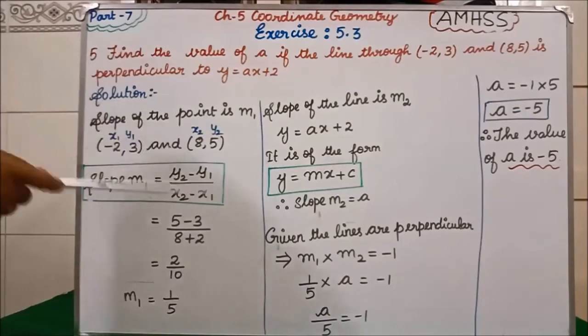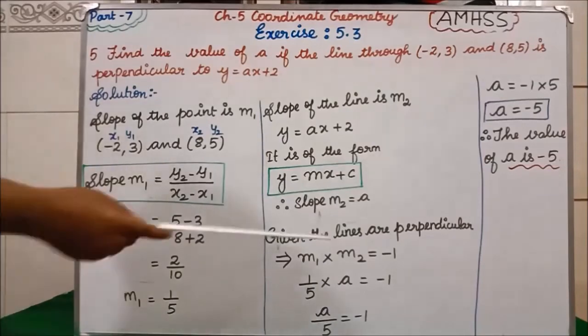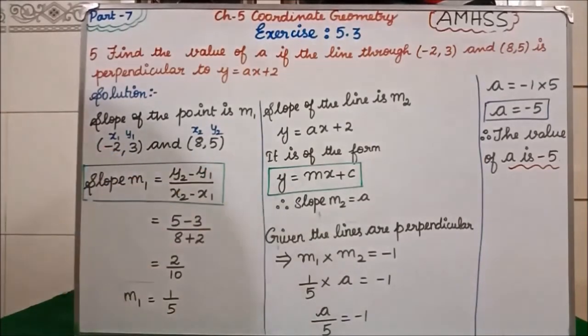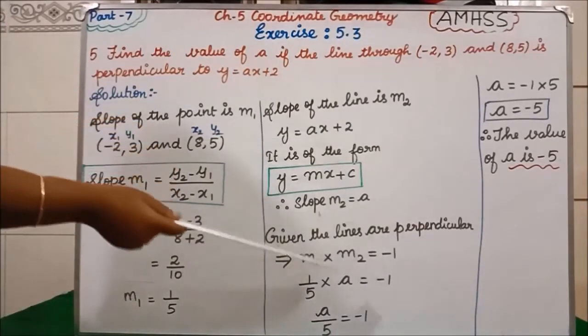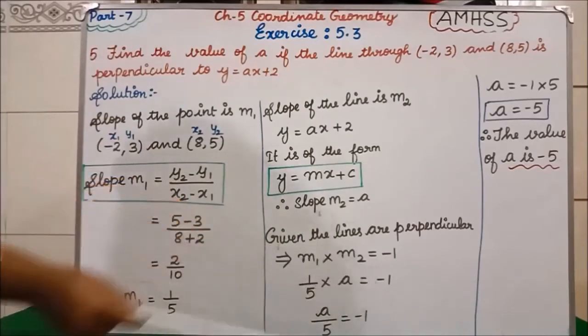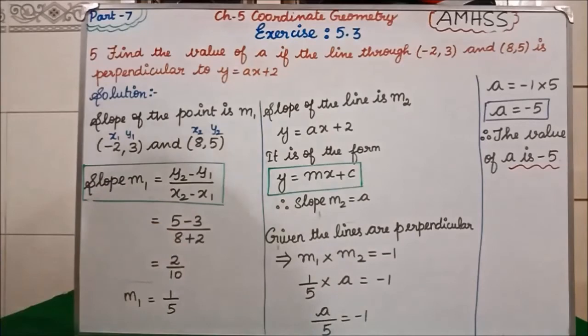In the question, the lines are given as perpendicular. Perpendicular means the formula is m1 into m2 equals minus 1. The m1 value we have is 1 by 5, and the m2 value is a. So, substituting, a into 1 is a divided by 5 equals minus 1.